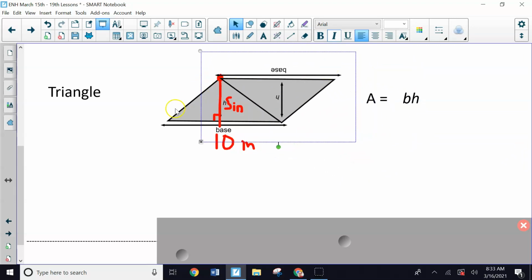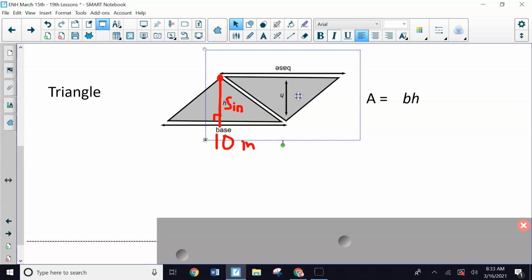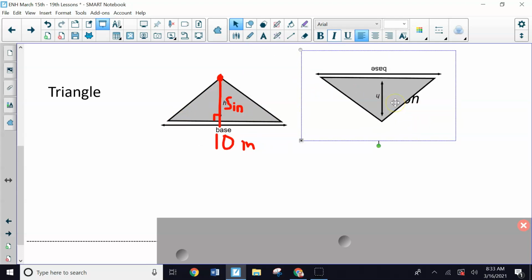What type of shape do we have here? Yes, it's a parallelogram. That's right. And a parallelogram is found by doing base times height, 10 times 5. Right? So our parallelogram that you're looking at is 50 square inches. But we don't want to know two triangles. We just want to know one triangle.